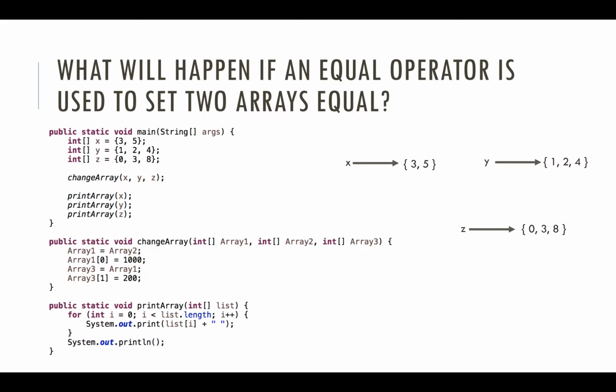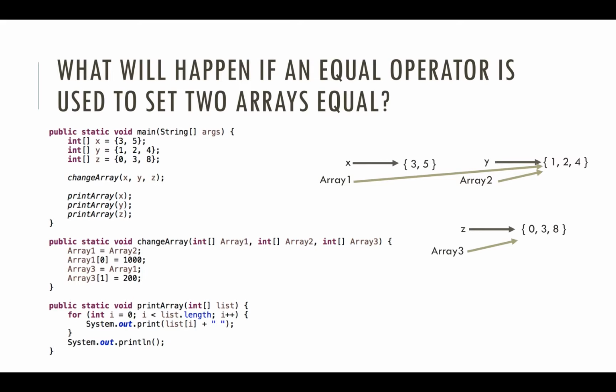Then we call the change array method and pass the variables x, y, and z to parameters array 1, array 2, and array 3. Based on our discussion on pass by value for arrays, these arrays inside the method are now pointing at the same location where x, y, and z are pointing to. Then we use an equal operator to set array 1 equal to array 2. What this step means is that we are copying the pointer that array 2 is pointing to and assigning that copied pointer to array 1. Therefore, array 1 is now pointing at the same location where array 2 is pointing to.